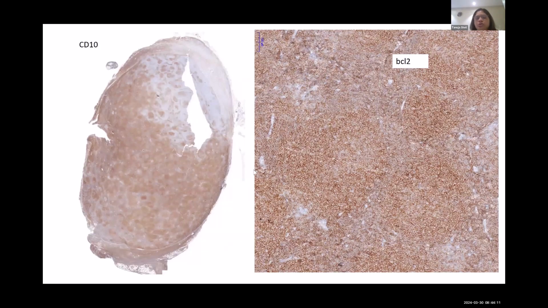Now the CD10 is the most important stain. You can see the CD10 always stains benign as well as malignant follicles, but what you should see is the interfollicular spill that you see in the CD10 here. Some part of it is not showing staining because the interfollicular stain is not a universal phenomenon. This is the BCL2. You can see that all of the cells are positive for BCL2, and that's the most important diagnostic feature of follicular lymphoma.